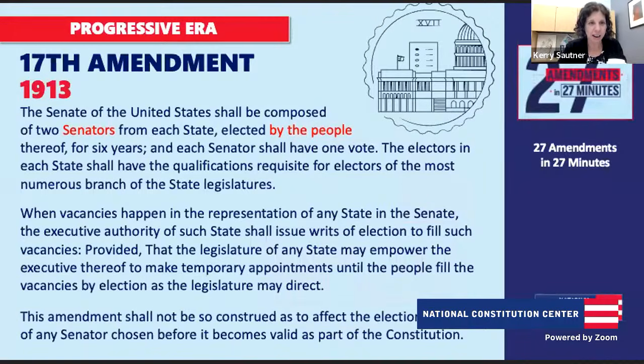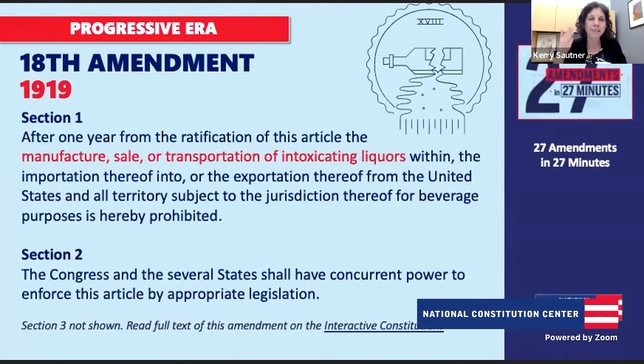Now, I'm actually going to add an amendment to our lineup in this grouping, because I don't think you can do the 18th Amendment without doing the 21st Amendment. So let's dive into both. Yeah, so the 18th Amendment is the Prohibition Amendment. It banned the manufacture, sale, or transportation of intoxicating liquors. We ratified it in 1919.